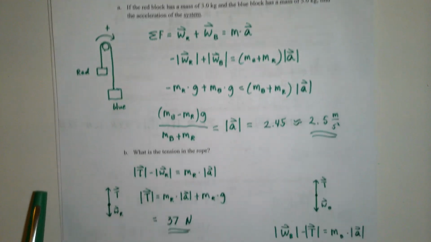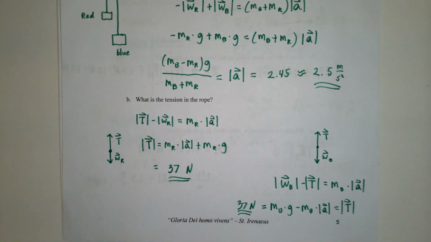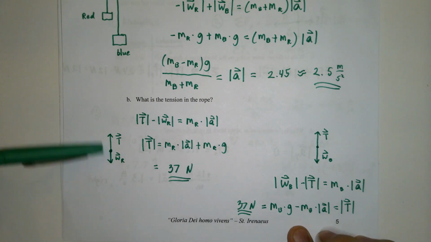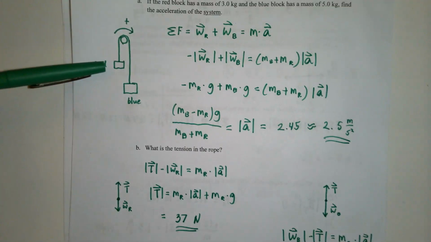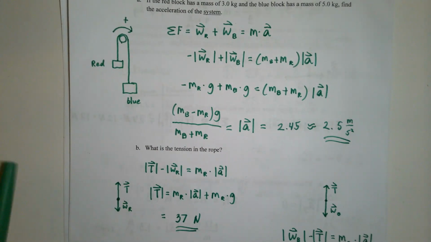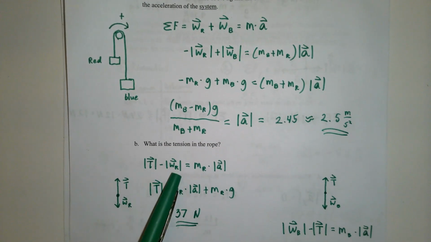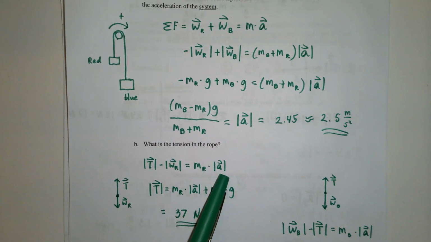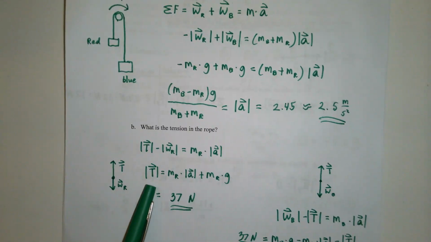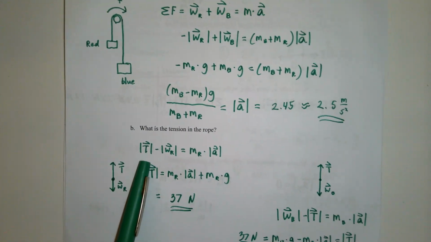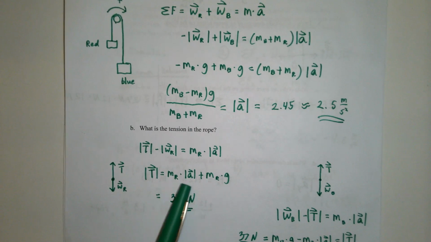Okay. In order to find the tension in the rope, we need to analyze one of our two blocks here. Here on the left, I have the free body diagram for the red block. So we look at our red block, we see tension would be going up. We have the weight of the block going down. Tension up, weight down, that equals the mass of the block times the acceleration of that block.